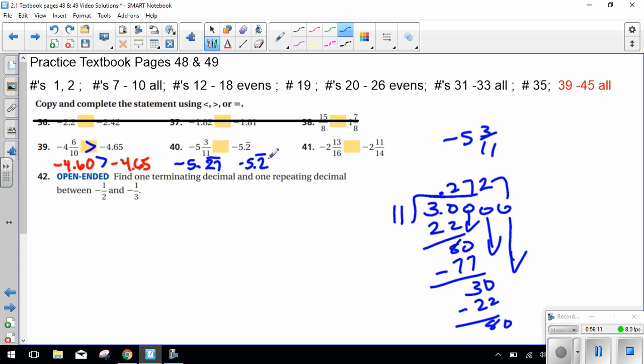And this is negative 5.2 repeating. That means the next number here is a 2. So who's closer to 0? 2, 7 or 2, 2? Who is closer to 0? And hopefully you're saying 2, 2, which is this way. Okay, they're both negative, so the number closer to 0 is your bigger number.